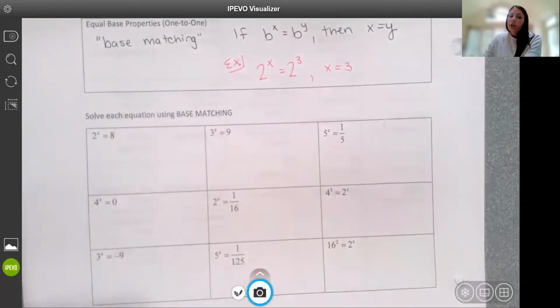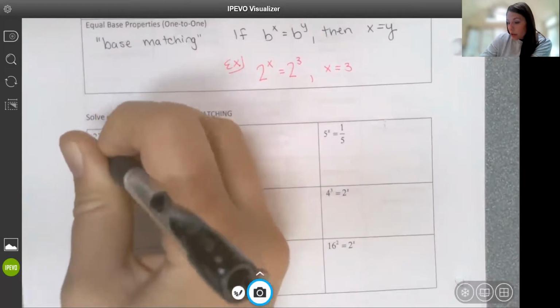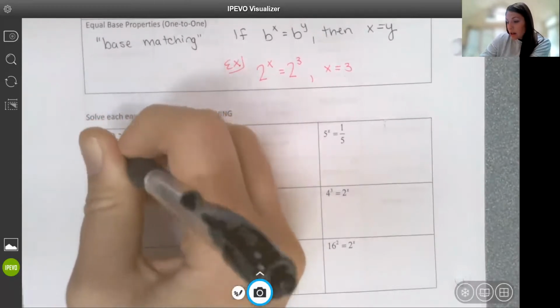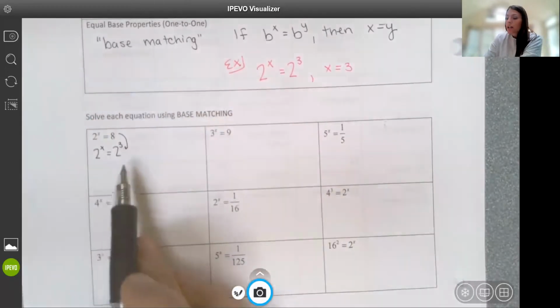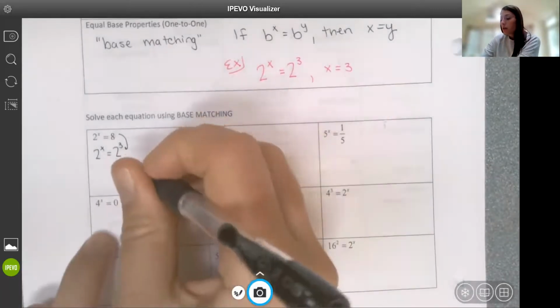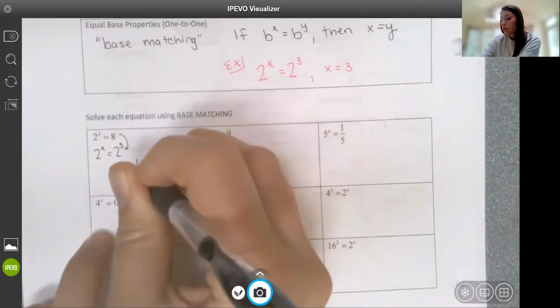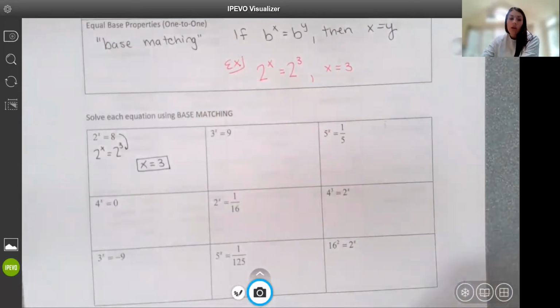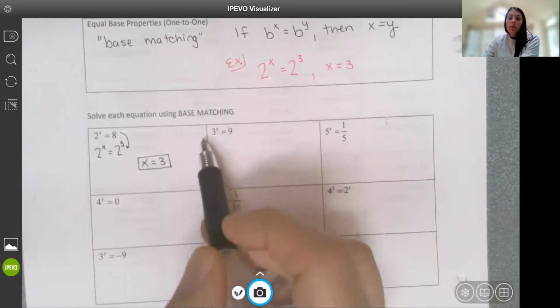Our first example says 2 to the x equals 8. And so what we do to solve these exponential equations is we rewrite the equation with the same base for everything. So I'm going to just rewrite 8 as 2 cubed. And now it becomes crystal clear, right? X, okay, so x must equal 3.